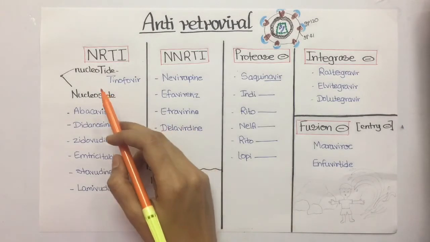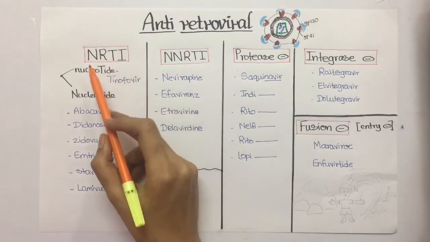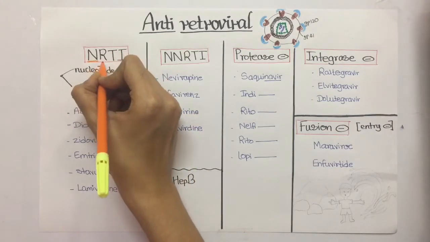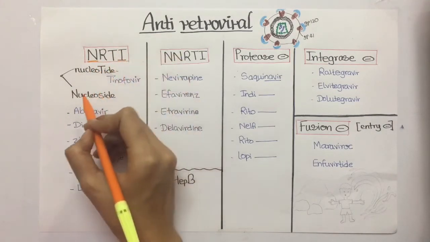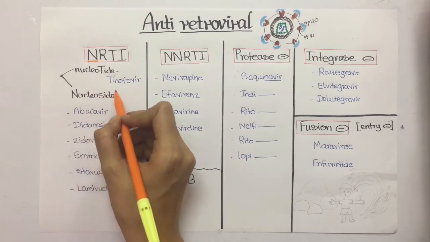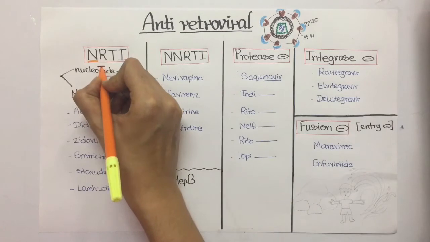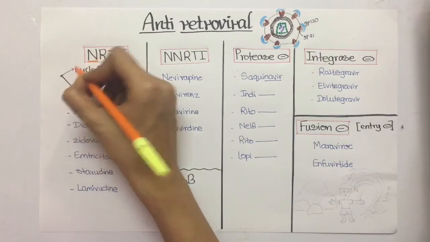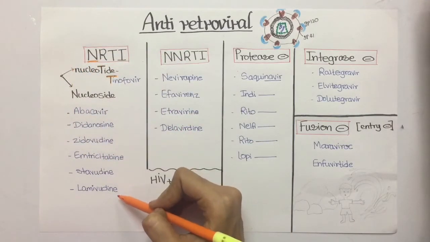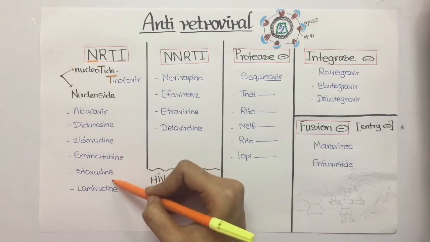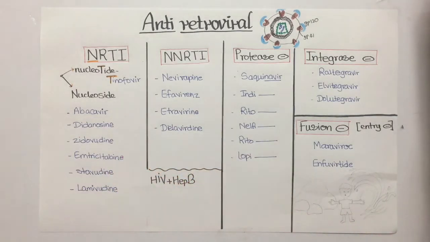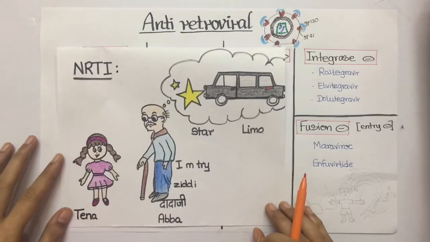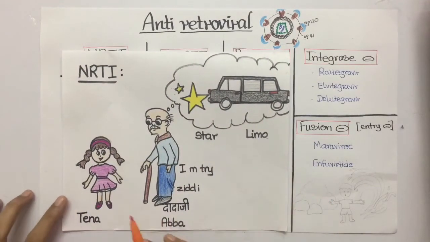So let's start with the first group of drugs, that is NRTI. This N can be nucleotide reverse transcriptase inhibitors, or they can be nucleoside reverse transcriptase inhibitors. In nucleotide reverse transcriptase inhibitors we have tenofovir, and in nucleoside reverse transcriptase inhibitors we have many drugs which are very confusing, but they are important to be known. So let's look at this story diagram. Let's understand this story first, and let's see how we'll remember the drugs with the help of this story.